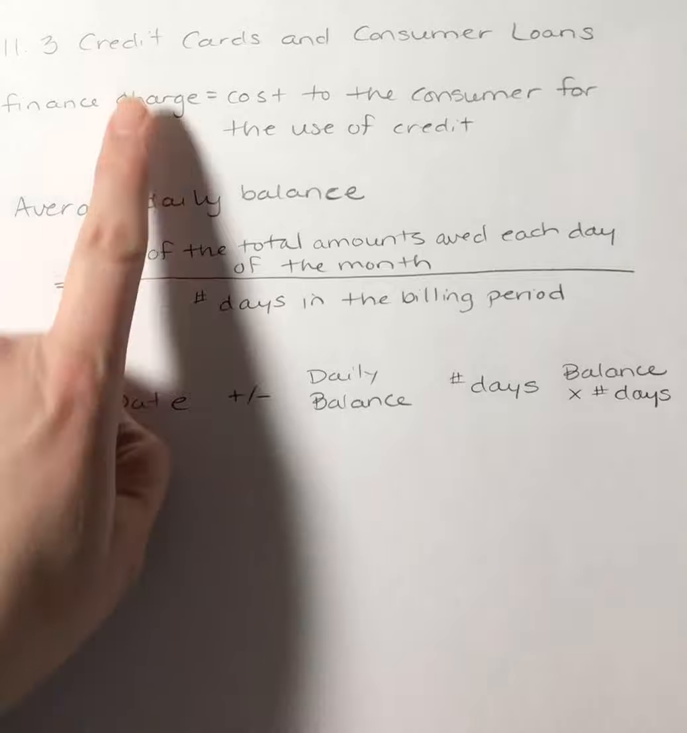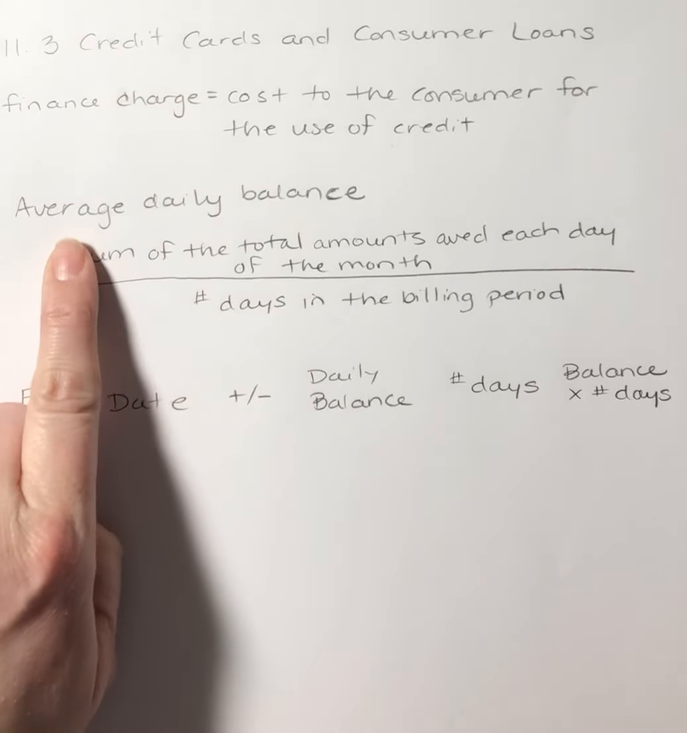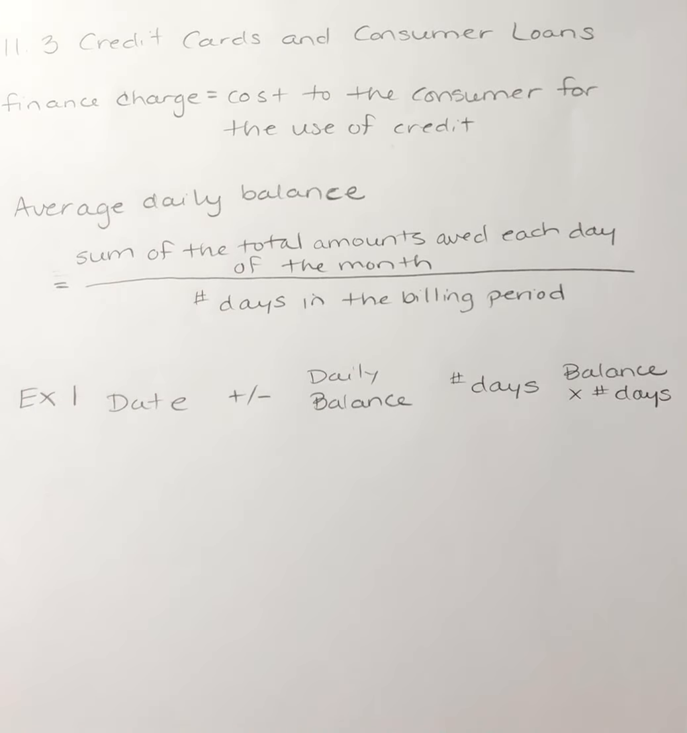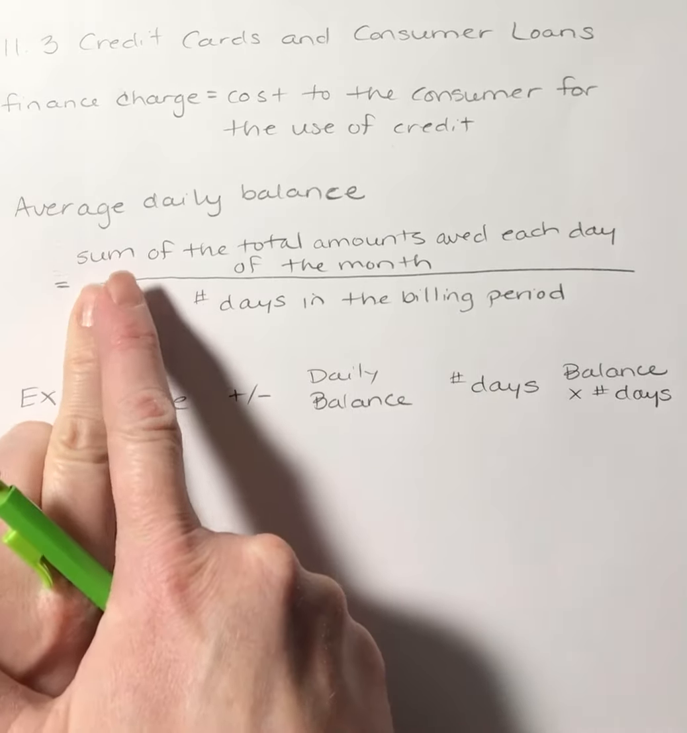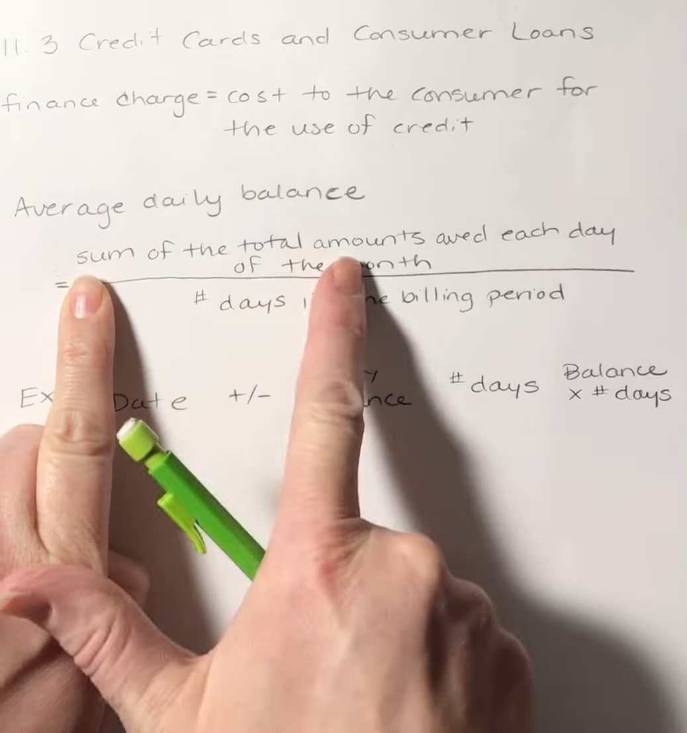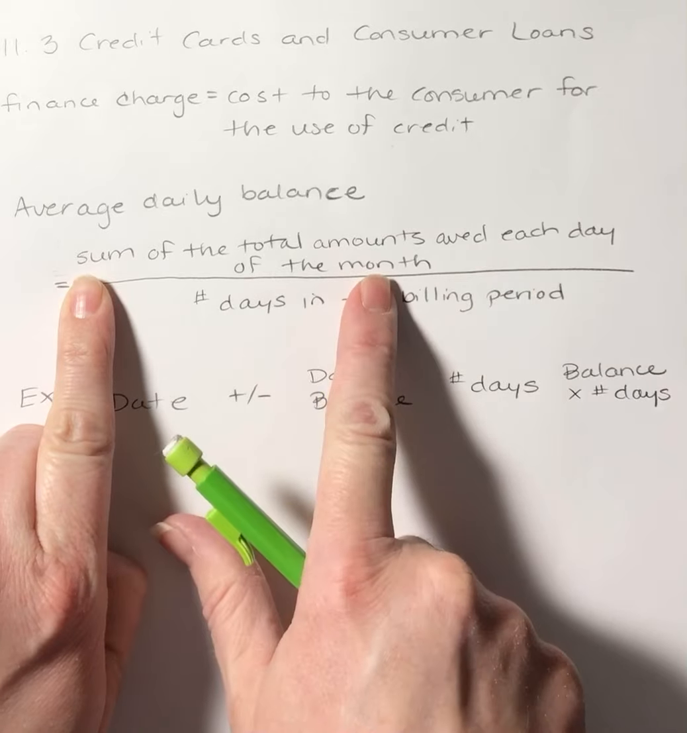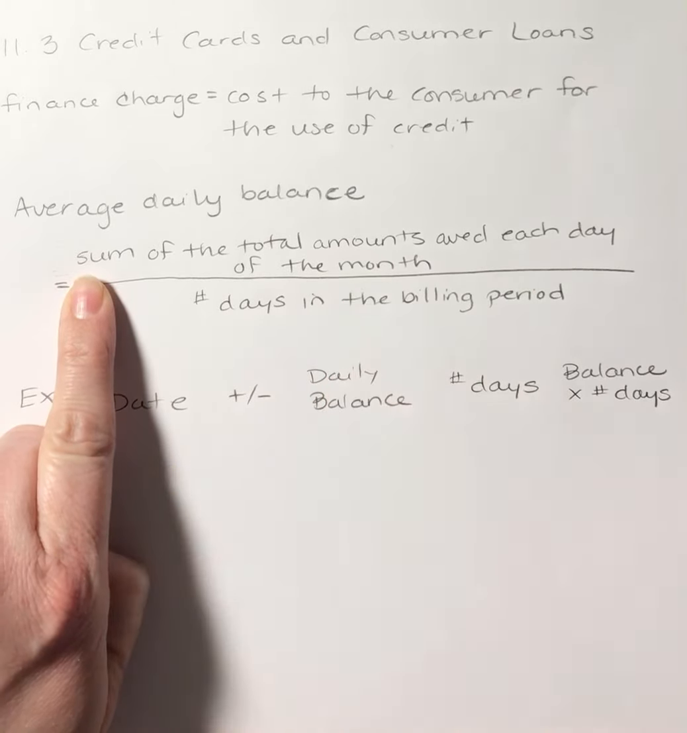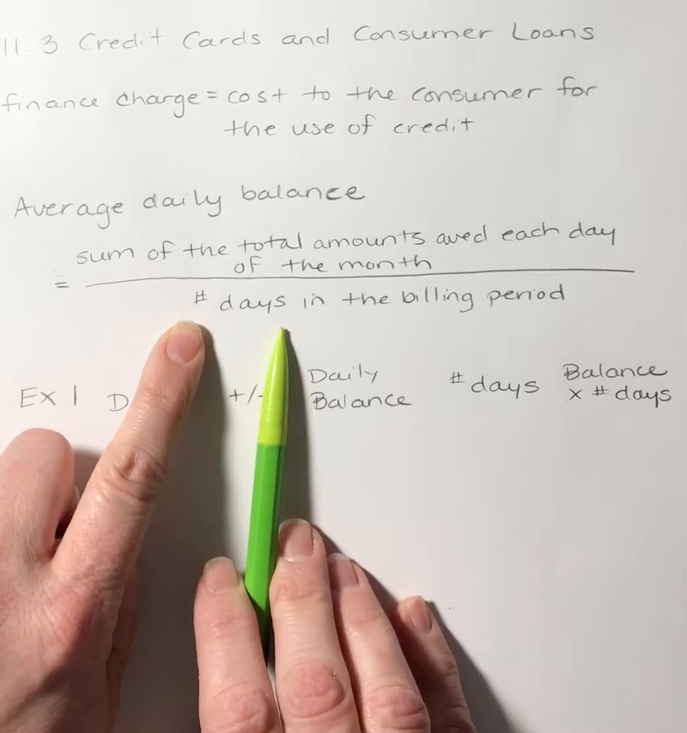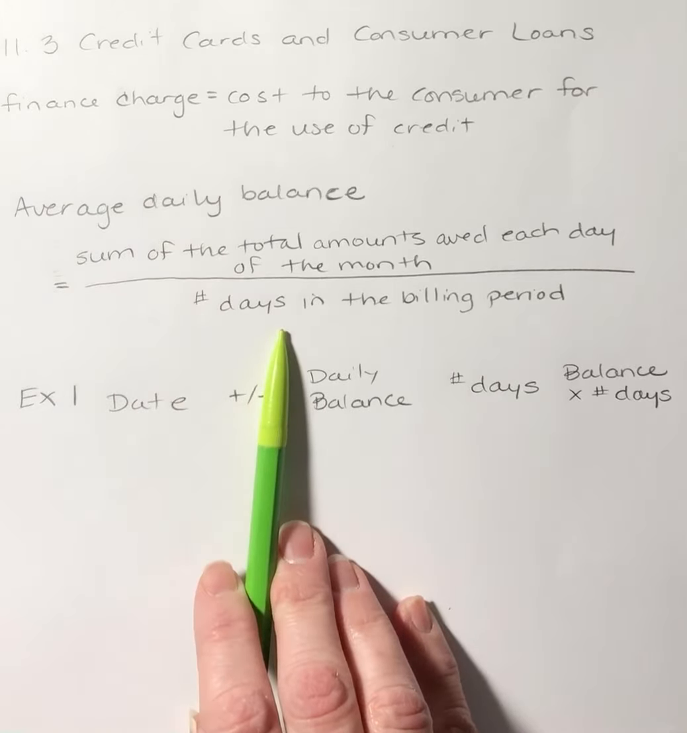The first thing that we're going to look at is credit cards, okay? So there's something on a credit card called the average daily balance. And what this looks at is per month, what is the average balance that you have on your card? So what we need to calculate is we need to take the sum, so add, of the total amounts owed each day of the month, okay? So if a month typically has 30 days, you're going to add up all of the balances for each of those 30 days, okay? And then you're going to divide by the number of days. So it's the average, that's why we're dividing by the number of days, the average daily balance, okay?